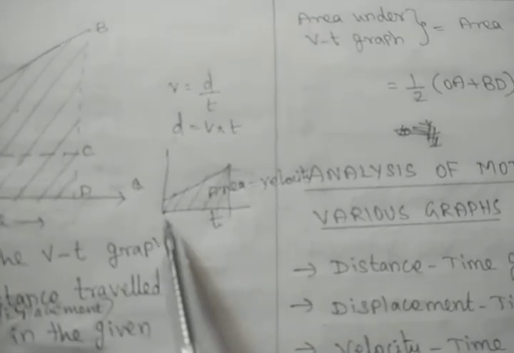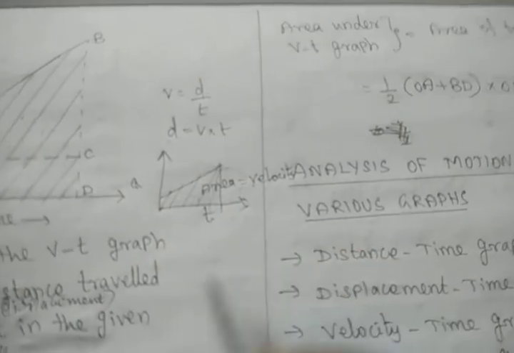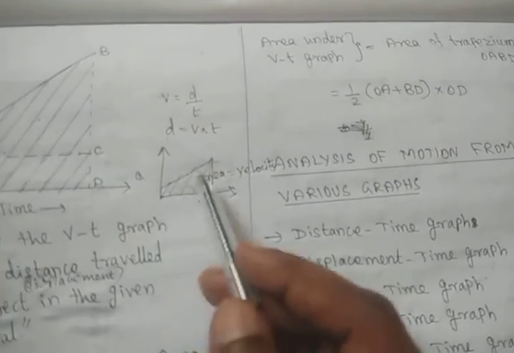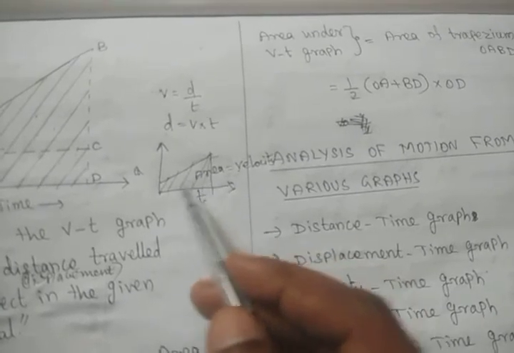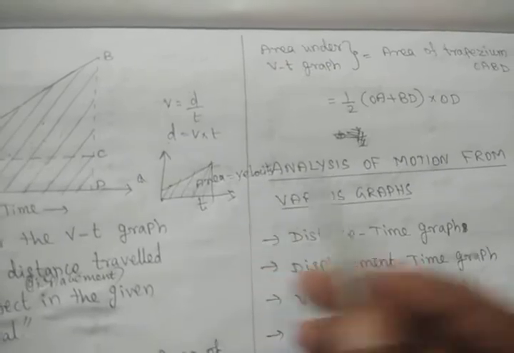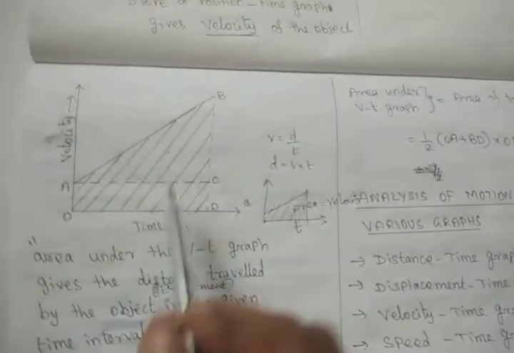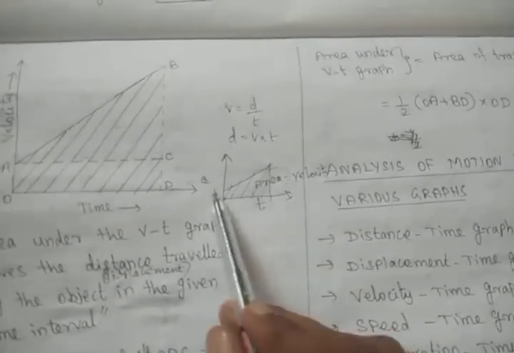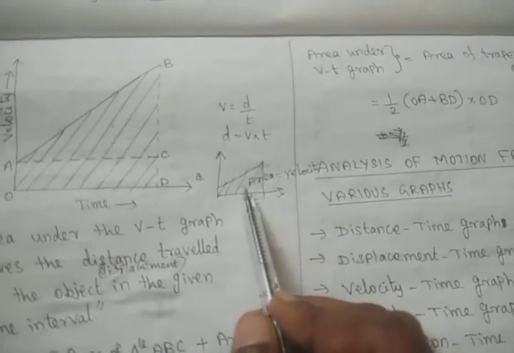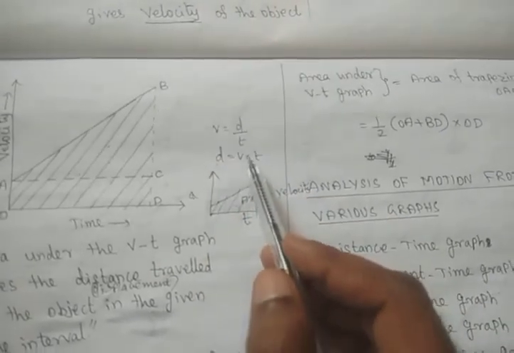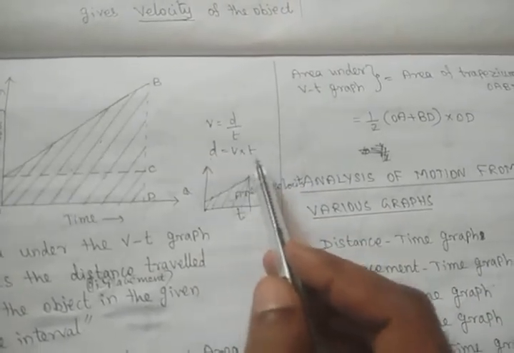You can even draw a graph with acceleration on the y-axis and time on the x-axis. So this is an acceleration time graph. In the acceleration time graph, if you calculate the area under the curve, that will represent velocity. So in the velocity time graph, the area under the curve represents displacement, and in the acceleration time graph, the area under the curve represents velocity, because velocity is displacement by time. Displacement is velocity into time.